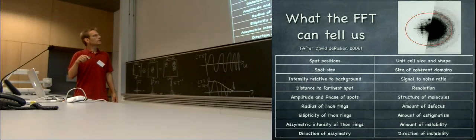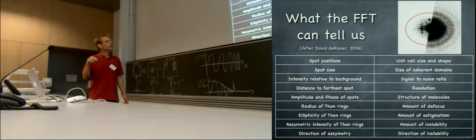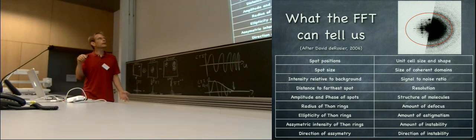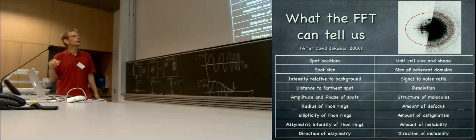The intensity of the spot relative to the background, so how bright is the spot compared to the background next to it, gives you the signal to noise ratio in your image. The distance of the furthest spot, out here somewhere maybe, gives you the resolution of your structure, of your data. And then if you go in with a computer and measure exactly the amplitude and the phase value of each spot, then later you can use that information to make an atomic reconstruction of your model, of your molecule.